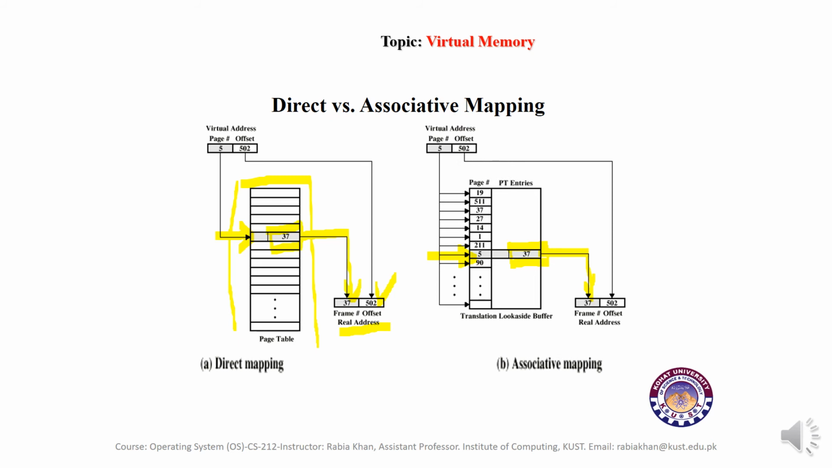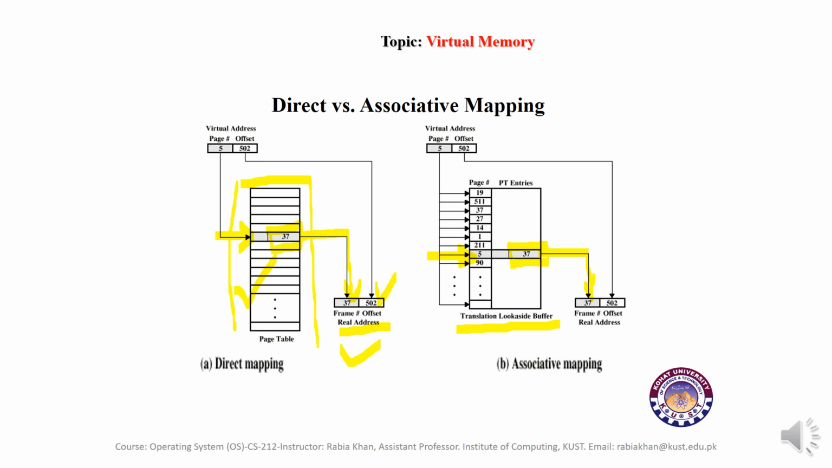In direct mapping, there were two accesses. The first time, the page table entry was accessed, and the second time, the specific location was accessed. But here, the location is directly accessed from the translation look-aside buffer. Keep in mind that a page table is maintained for every process, which means every process has its respective page table. But the translation look-aside buffer is maintained only one for all the processes. No process has its own translation look-aside buffer. Only a single translation look-aside buffer can serve different processes.